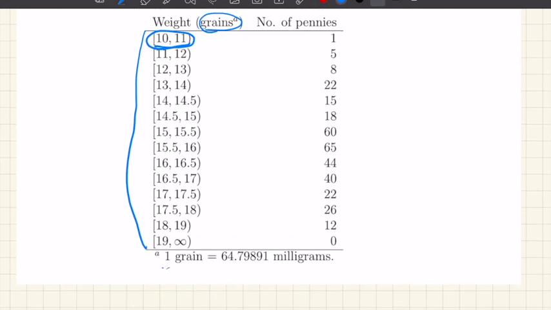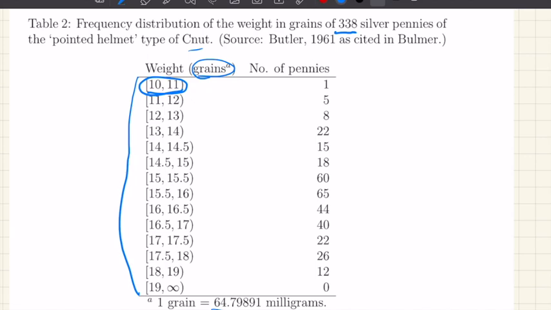So here it says 1 grain is equal to 64.79 something milligrams. So it's just another unit for measuring weights. Between 10 and 11 grains, there was 1 penny. Between 11 and 12 grains, there were 5 pennies.